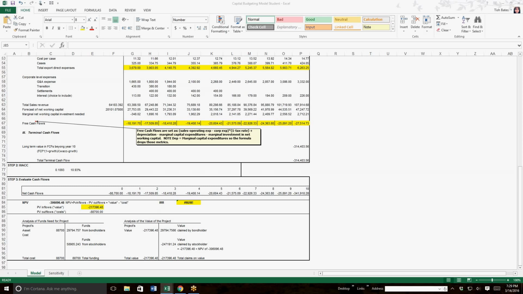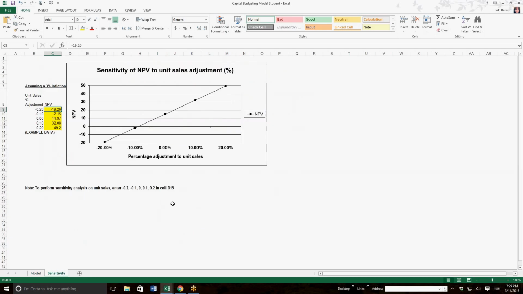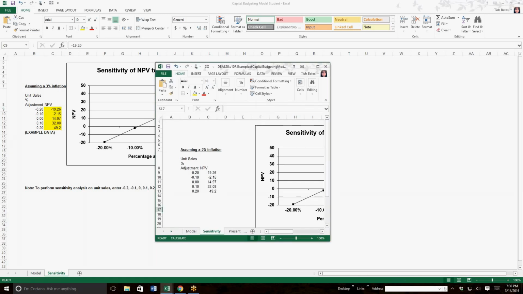But so then this sensitivity comes into play here. We have to fill these in. The adjustment. What are we trying to do with this sensitivity? That's what I wouldn't quite understand. So to perform the sensitivity analysis on unit sales, here's what it says.